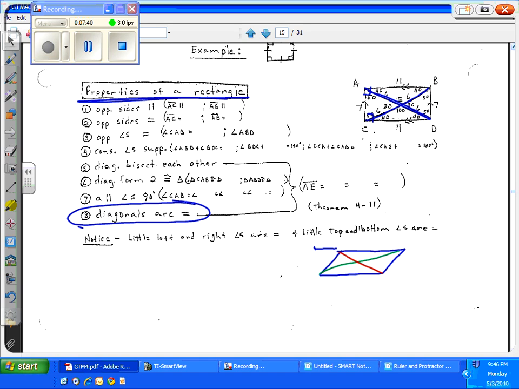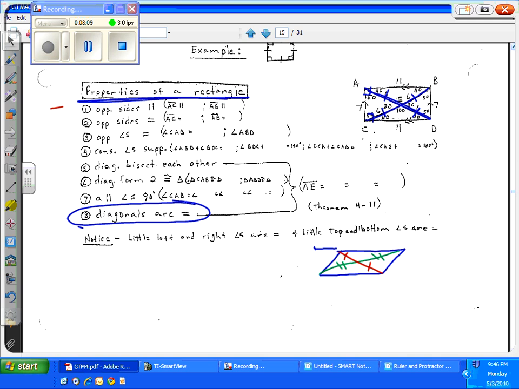Now, look what's going to happen because of that. In a rhombi parallelogram, they bisect each other, so those 2 little pieces are equal, and those 2 little pieces are equal. In a rectangle, they were equal to begin with, and then they bisected each other, so all 4 of those little pieces are equal in a rectangle. So now we have 8 properties of a rectangle.